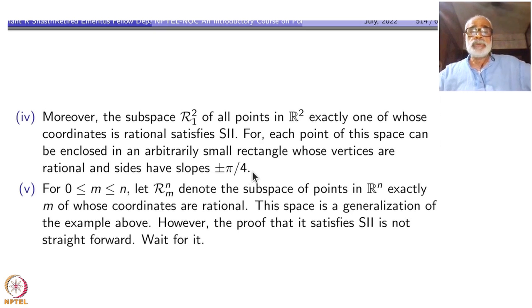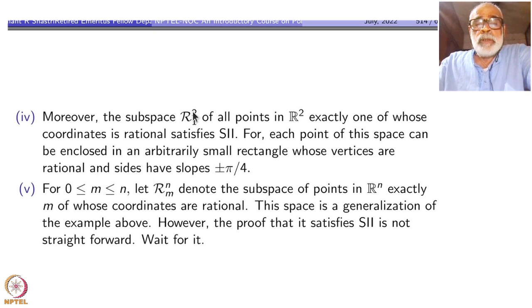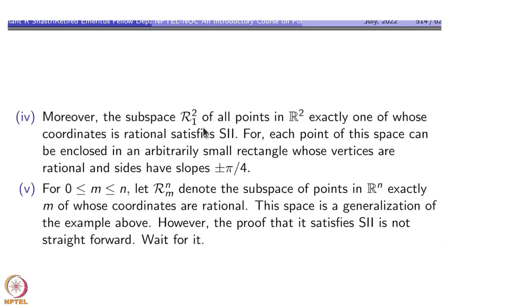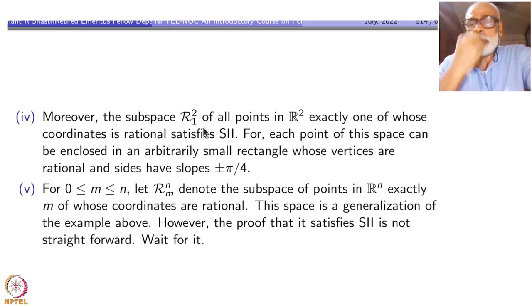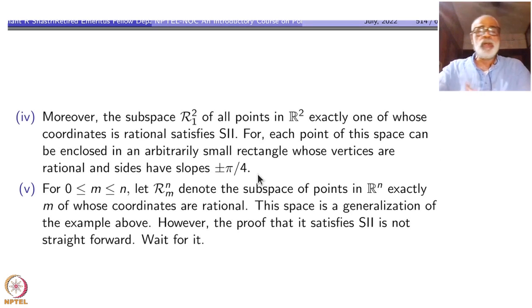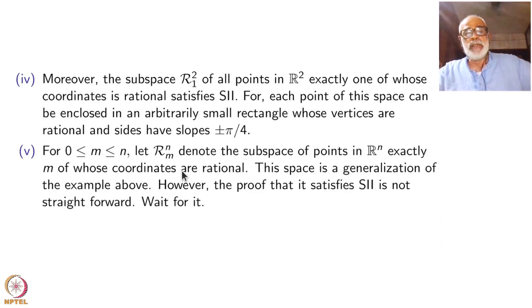So the boundary of this rectangle is not contained, no point of it is contained inside R2,1; the intersection is empty. Therefore this satisfies S2. If you try to do that inside R3, you will have a lot of problems. Even this argument won't work. The line with slope plus or minus pi seems to work only for n equal to 2. But we have other ways of dealing with it here.